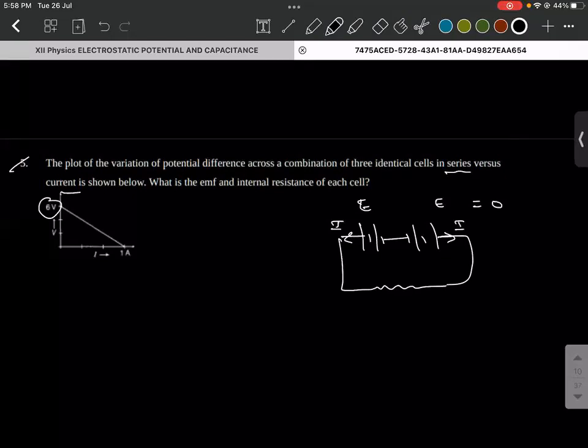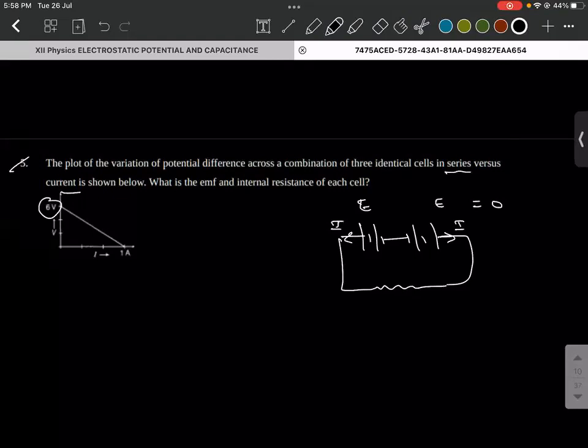What is the EMF, guys? By now you should have found it out. What is the basic definition of EMF? The graph shows the variation of potential difference and current. He is asking for the EMF across each cell. So what is the basic definition of EMF?